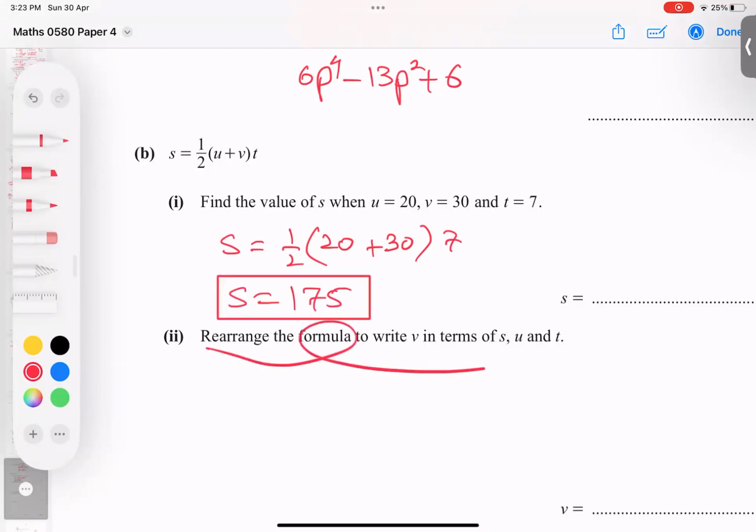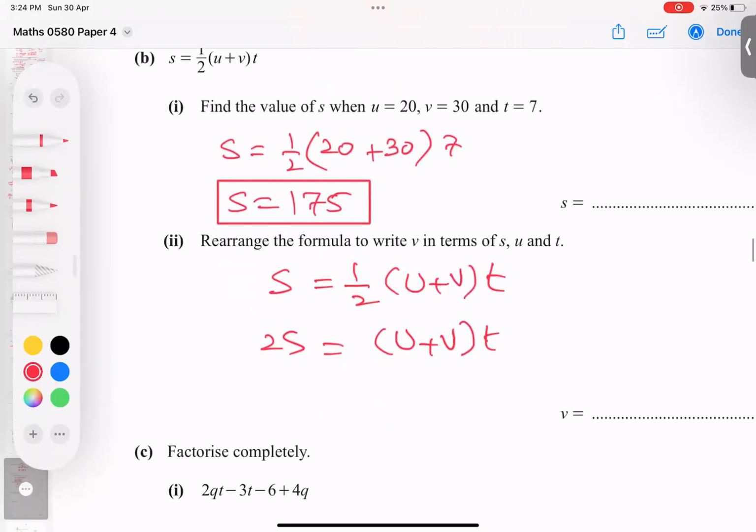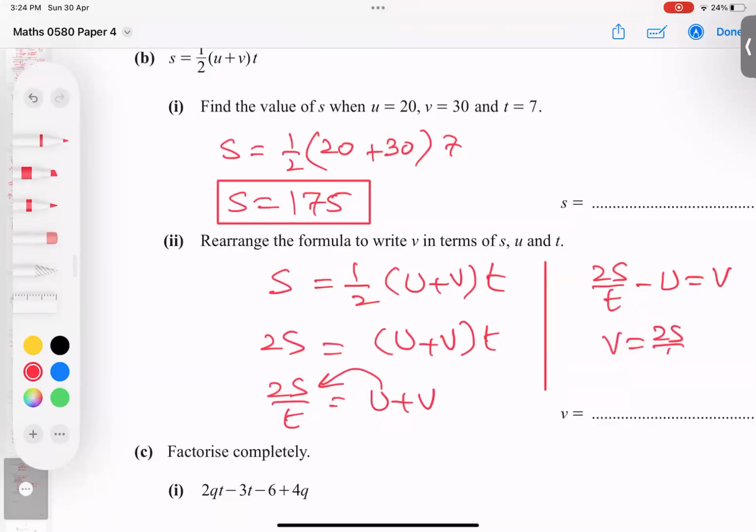He's saying rearrange and make V the subject, right? V is inside the bracket. So what is the technique, students? Job number 1 is the 2 dividing, will go and multiply there. This T multiplying will divide there. Now this U is adding, will go and subtract there. That's it. So it means 2S over T minus U is equal to V. Switch the sides, so no sign will change at all. This is my answer.